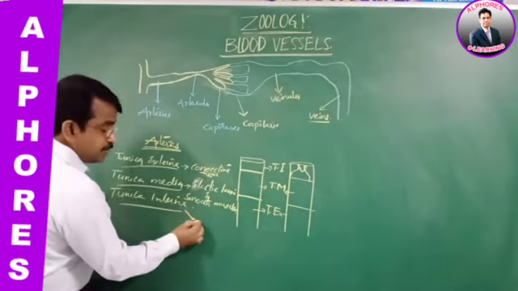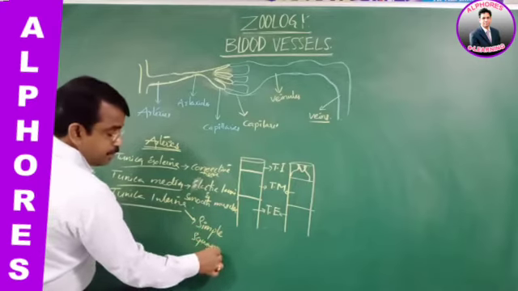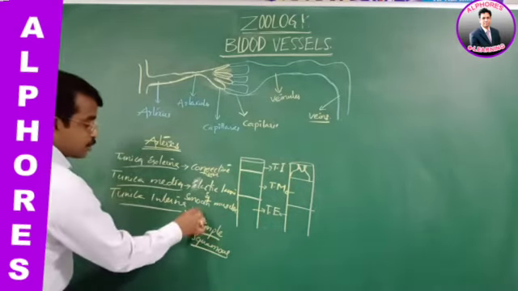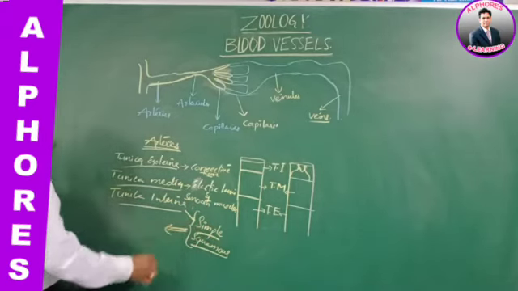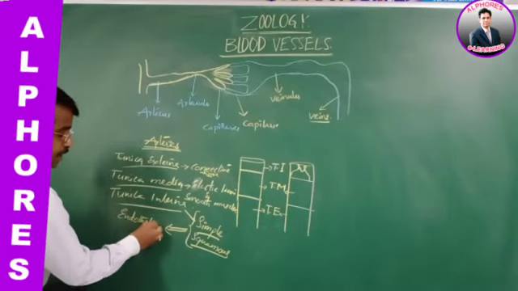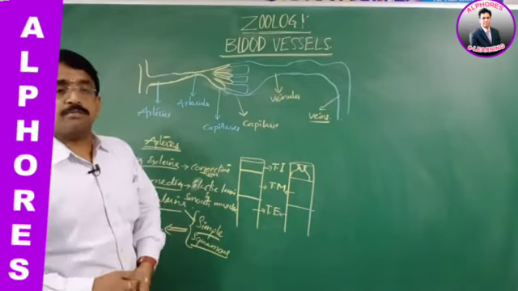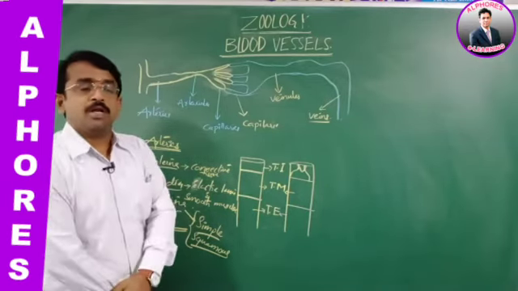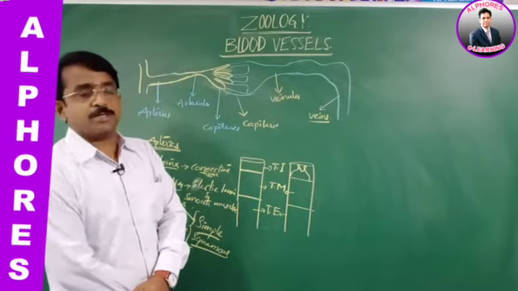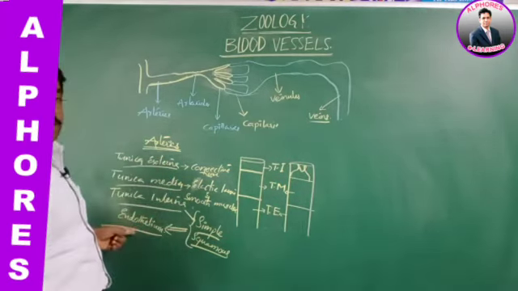Tunica interna is with the simple squamous epithelial cells. The simple squamous epithelium in the internal walls of the blood vessel, we term it the endothelium. Recall your memory: simple squamous epithelium is present in the Bowman's capsule, the alveoli of the lungs, and the inner walls of the blood vessel, where it is named the endothelium.